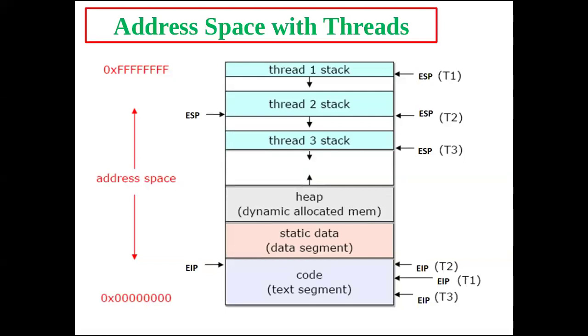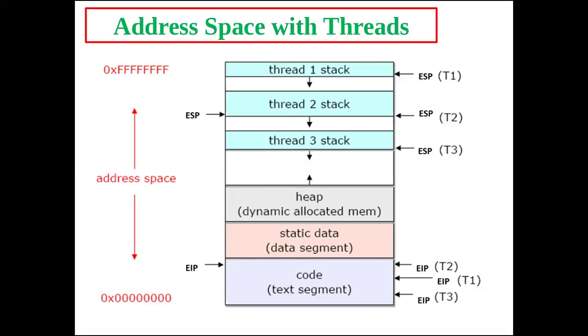This contains the program instructions. Now you will see here EIP T1, EIP T2, EIP T3. Each thread has its own instruction pointer, but all EIP values point into the same code segment. Please understand. Then the static data. This section is shared. All threads access the same static data. Then heap, the dynamically allocated memory. This is also shared. All threads use the same heap. See the arrow again, pointing upward. Heap grows upward.